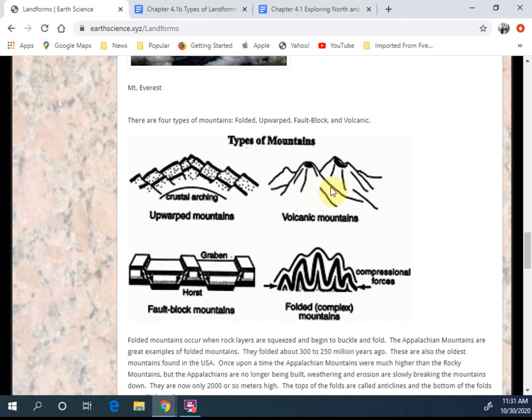We'll talk about that. Volcanic mountains, fault block mountains. This is the diagram here. Understand these arrows. This indicates movement of large blocks in certain directions. Very important. And folded mountain complexes due to compressional forces on both sides squeezing the rock. Like putting a piece of paper in your hands and pushing it together, it will make these loops here.